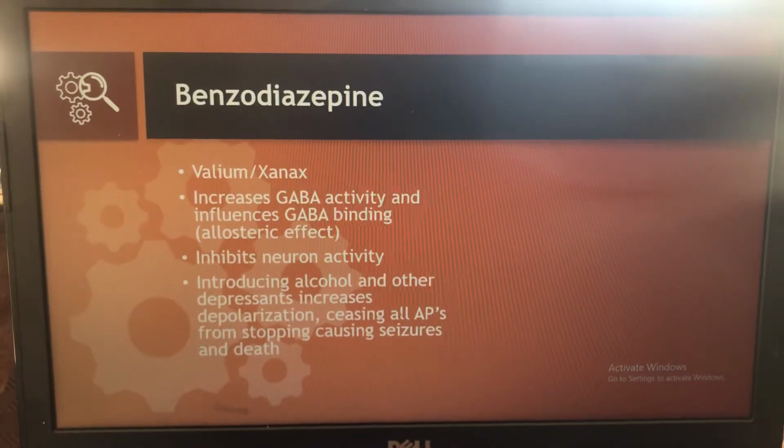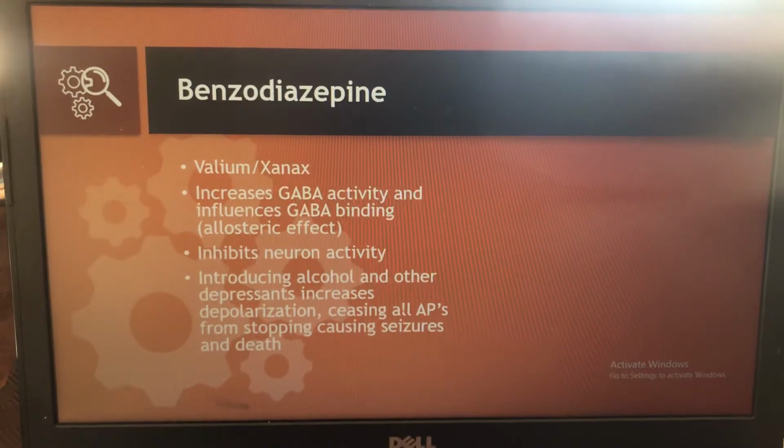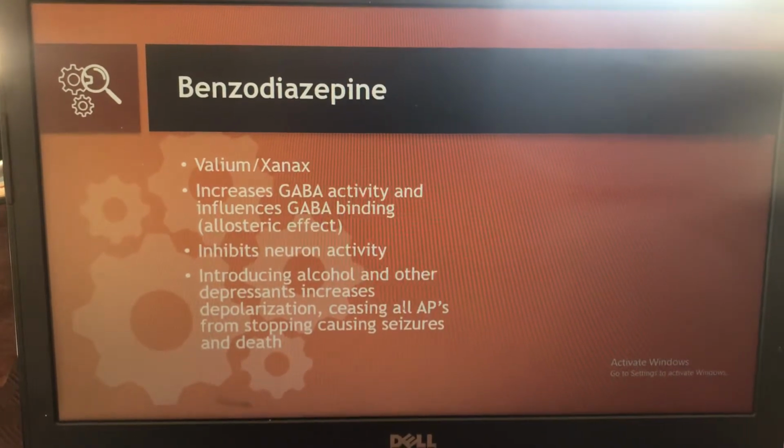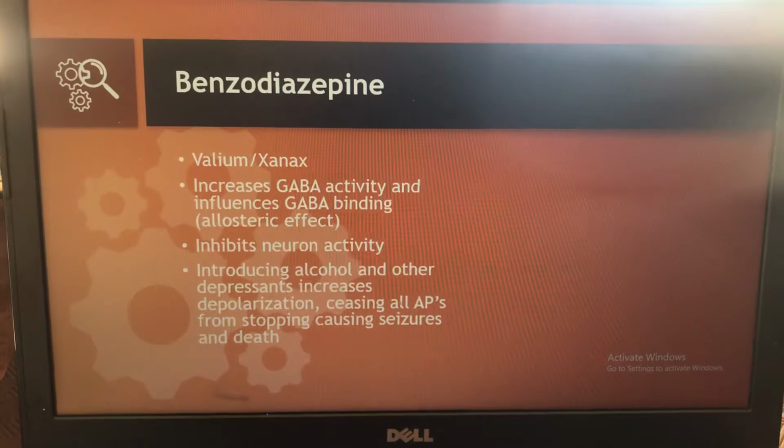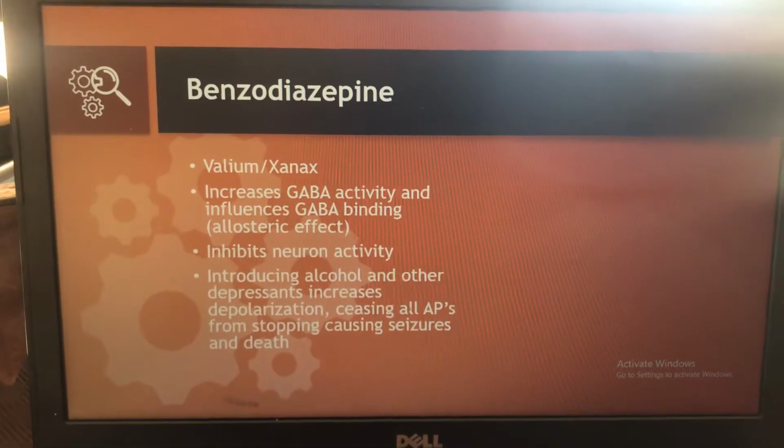and ultimately reduces neuron excitability. When taken with depressants such as alcohol and painkillers, it will more than likely cause an overdose. This is because increased GABA activity caused by benzodiazepines will create a sedative effect.